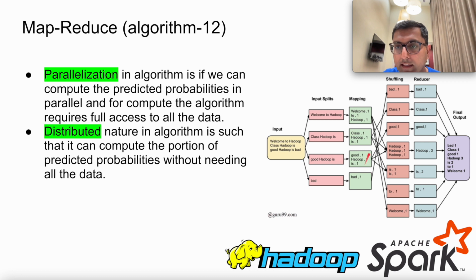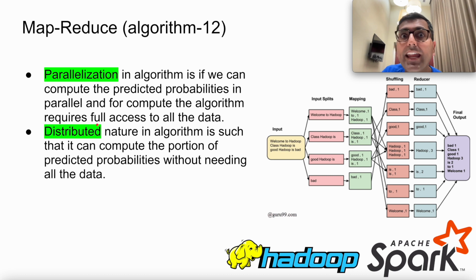In this case, this machine here has all the inputs of all the places where Hadoop comes in, right? So that's a distributed nature of this algorithm. So if we can build an algorithm in such a way that they can be distributed so that the coefficients can be built across multiple machines, that's what this framework allows us for.